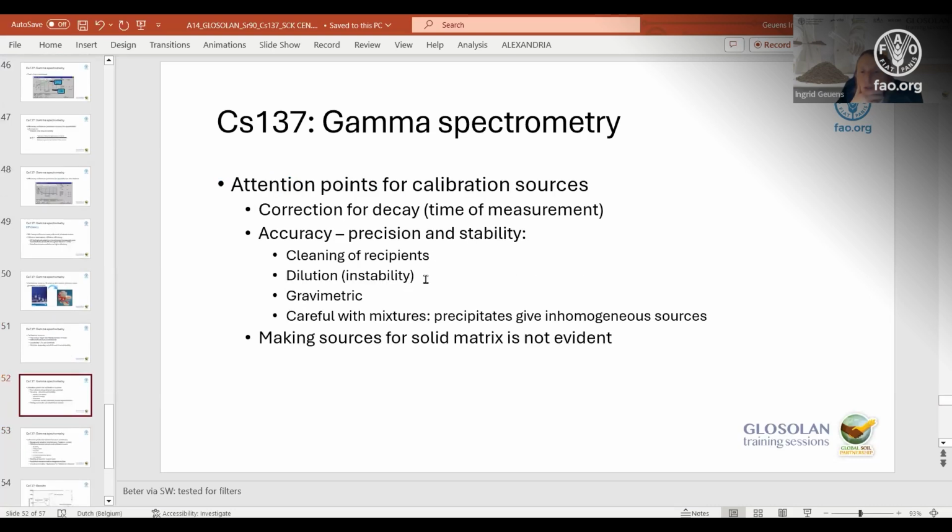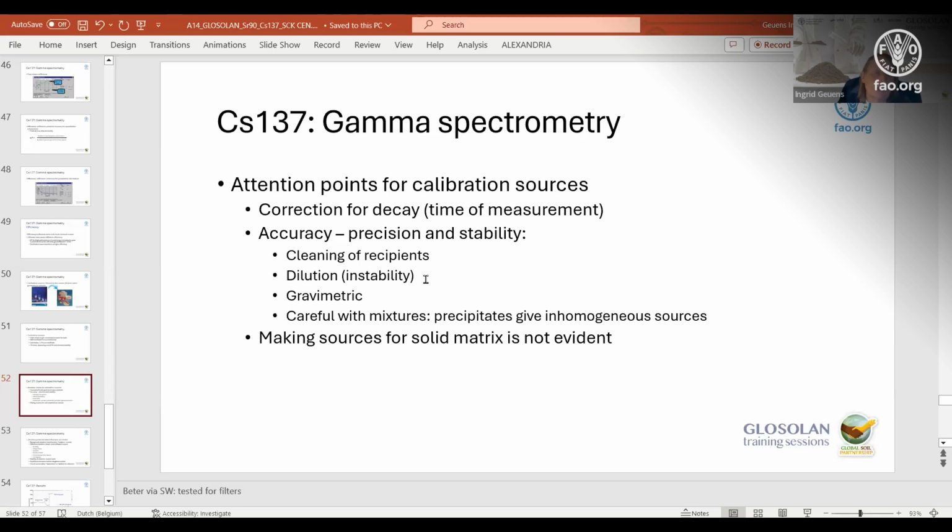Further attention points for calibration sources. You have to do a correction for decay. The time of measurement is important. If you want to have accurate, precise and stable results, we also do cleaning of all recipients. We also do dilutions, because otherwise sometimes you have instabilities present. So it's sometimes important to do some dilutions at a certain level.